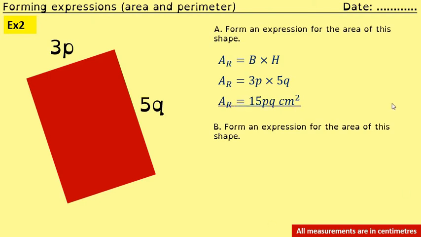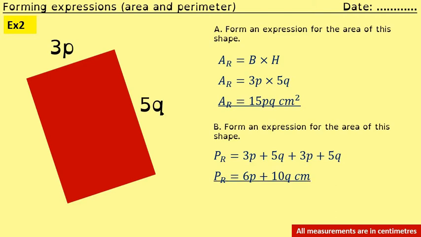For the perimeter, we are going to add all of our side lengths together, but we do need to make sure that we collect like terms, so we can collect our 3p and our plus 3p and our plus 5q and plus 5q to get 6p plus 10q centimetres, and that's the final answer. Notice that the units for area and perimeter are different. Perimeter is just a single line, and we measure lines with rulers in centimetres. Whereas area, we're not measuring a line, we're measuring space. We're measuring how much 2D space is within there. So we're measuring that in square centimetres.